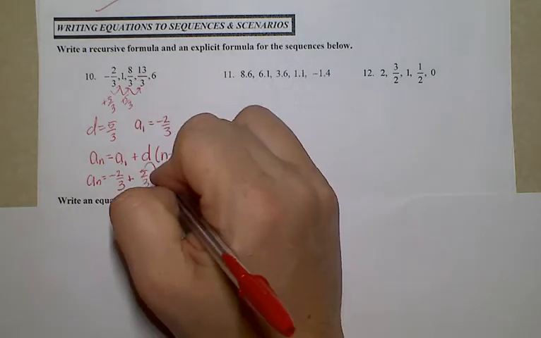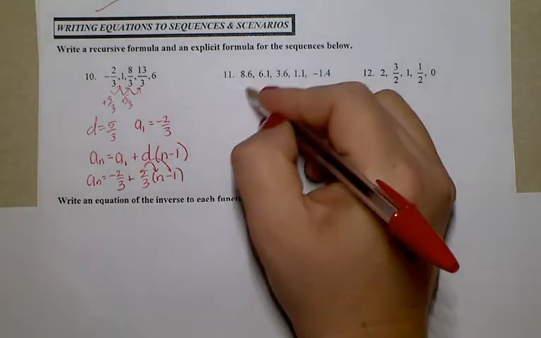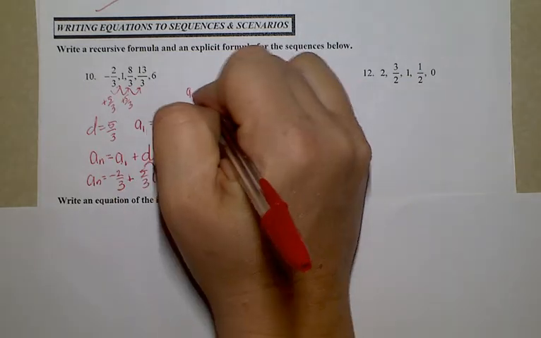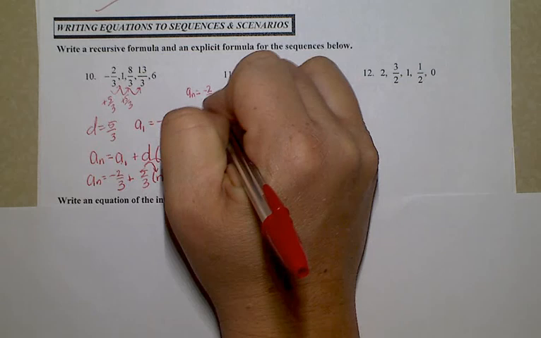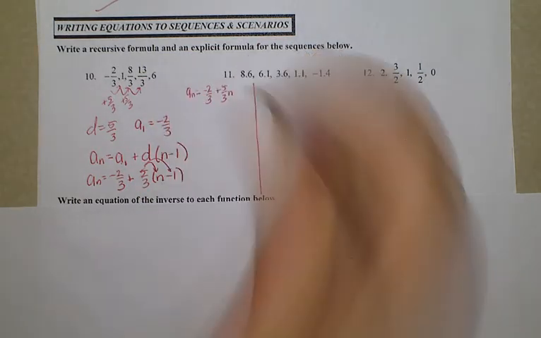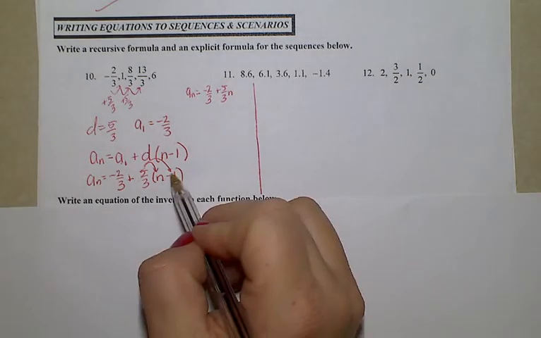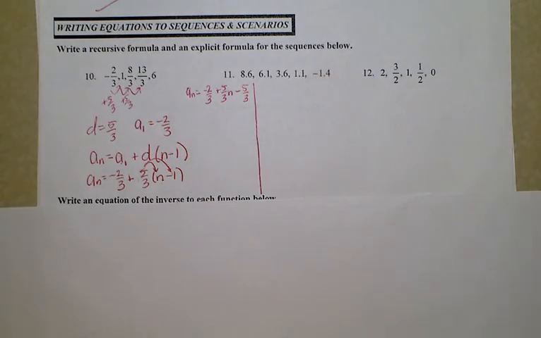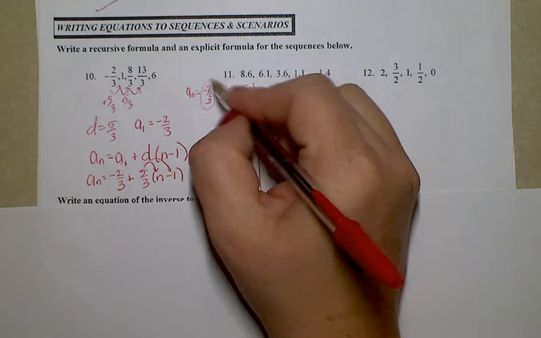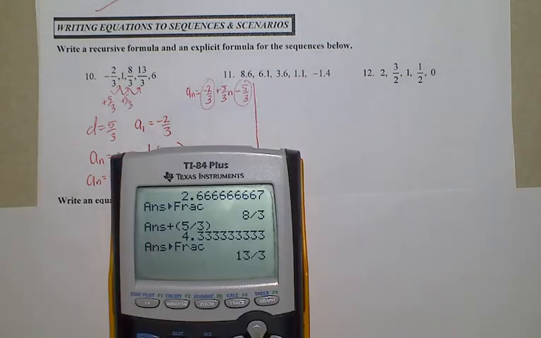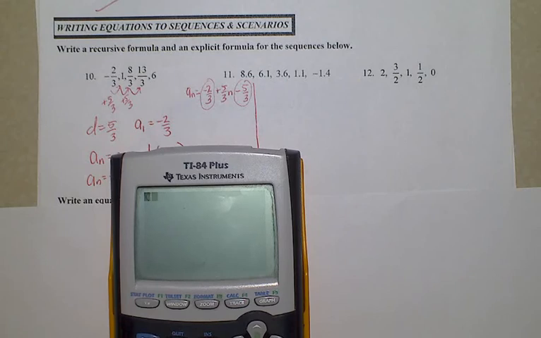Now I'm going to distribute. So I'm going to come and block this part off here. So I have a sub n equals -2/3 plus 5/3 n, and -1 times 5/3 is a -5/3. Okay, combining like terms. Some of you are going to combine these in your head because you already have a common denominator. Others are going to feel more comfortable grabbing a calculator. Do what you feel most comfortable with.